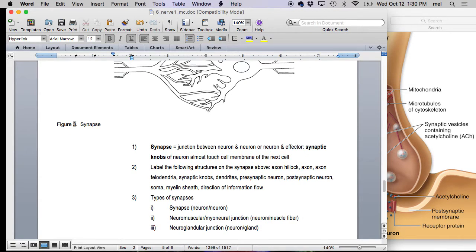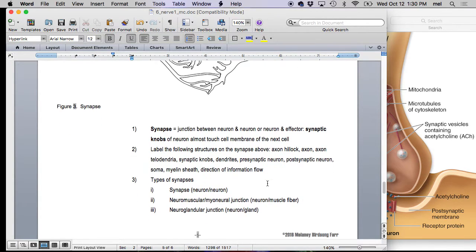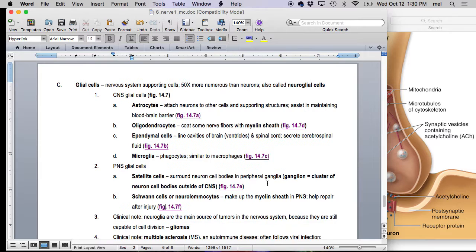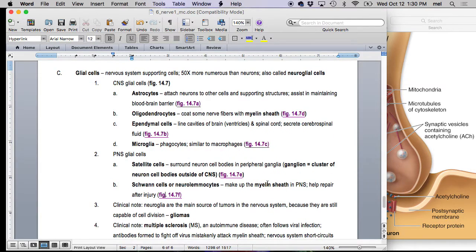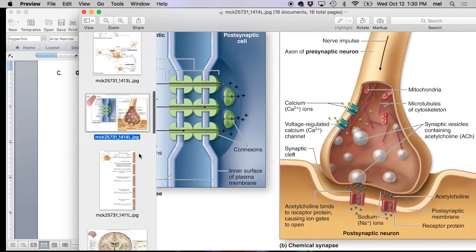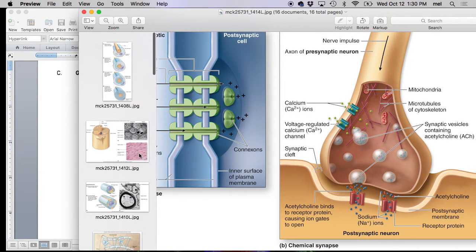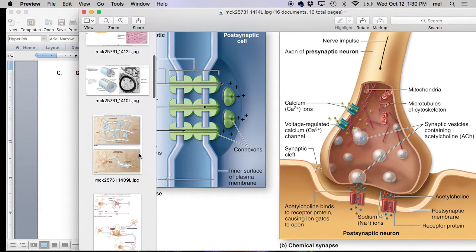Okay, so we already talked about the types of synapses that exist. And now we are going to move on to glial cells. So we've just been talking about neurons, and we know a decent amount about neuron structures and neuron functions and what they actually do. And now let's talk about the other things that exist in the nervous system. And the other things that exist in the nervous system are, of course, the glial cells, right?